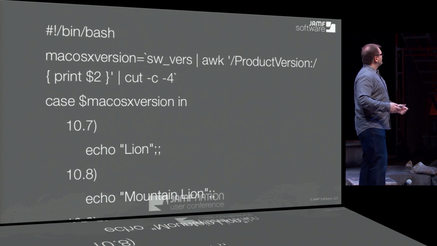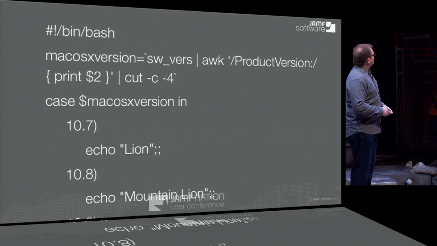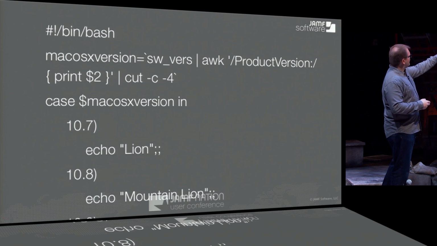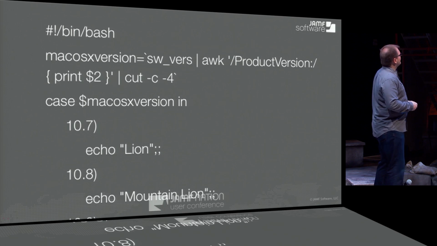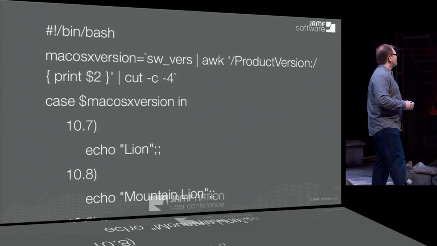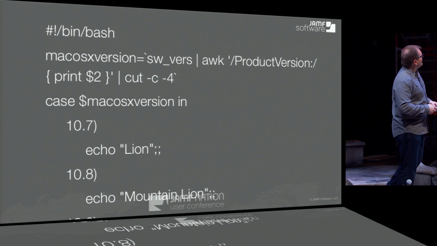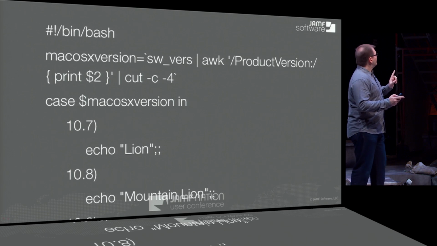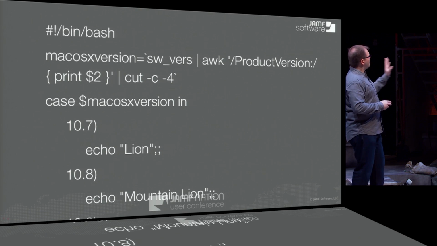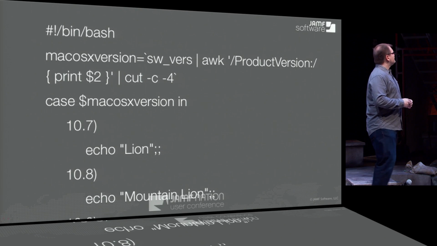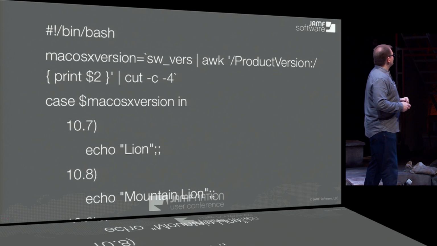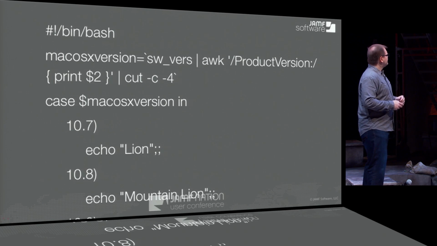So here, I've got my shebang. I'm filling a variable called macOS 10 version, using some of the things we've talked about so far, right? So I'm getting a command called sw_vers, or software version, feeding that to awk, pulling out the line that contains product version, printing field 2, and then cutting that up a little bit to only give me characters from 0 through 4. Okay? And here's my case.